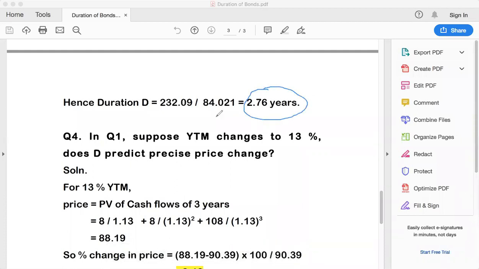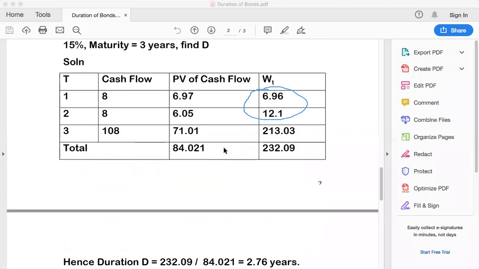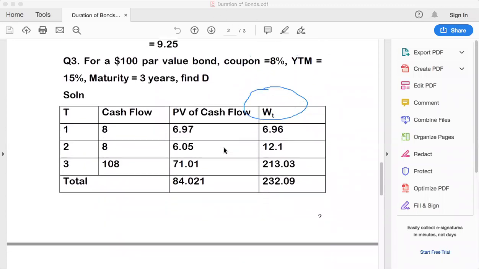So this second example in which we found Macaulay's duration, hope it's clear. Let me explain that a little bit once more. So here you have the problem statement, that a bond has a YTM of 15%.